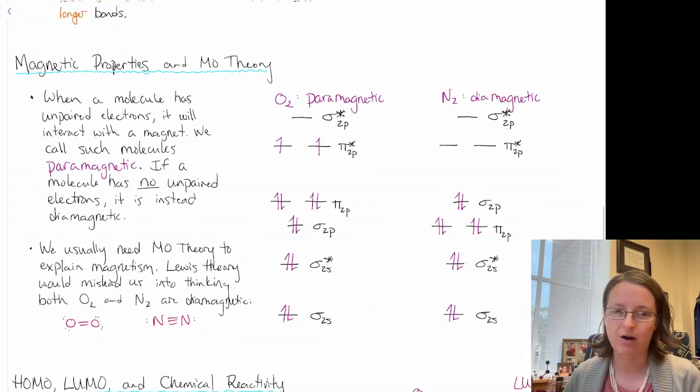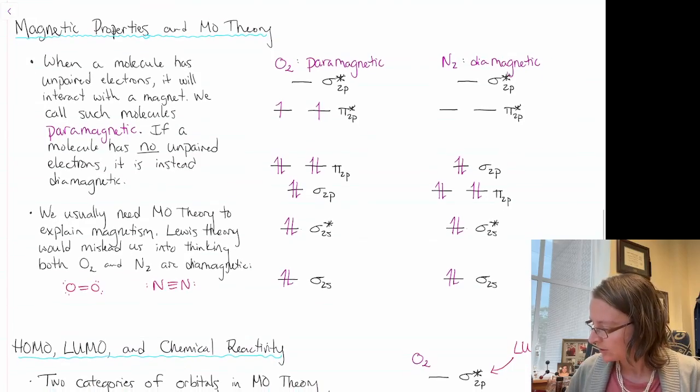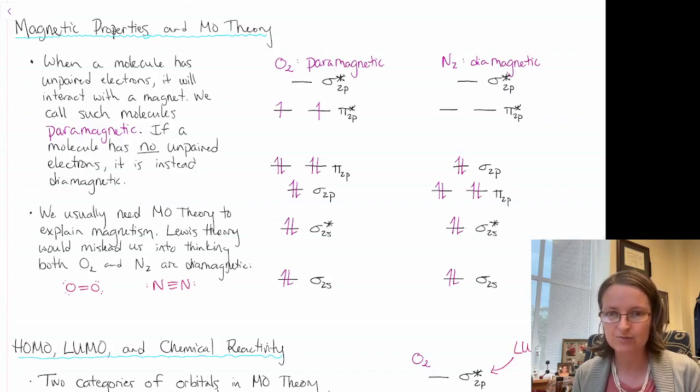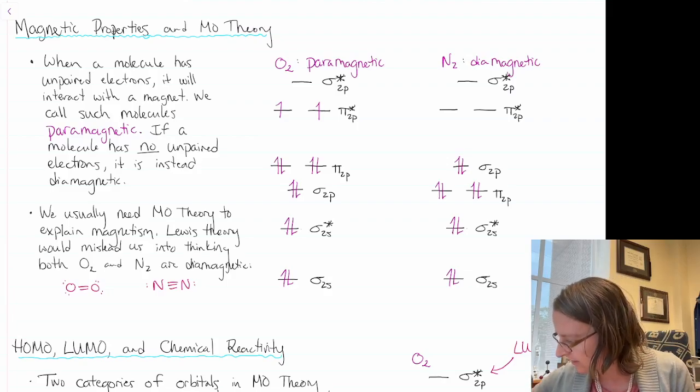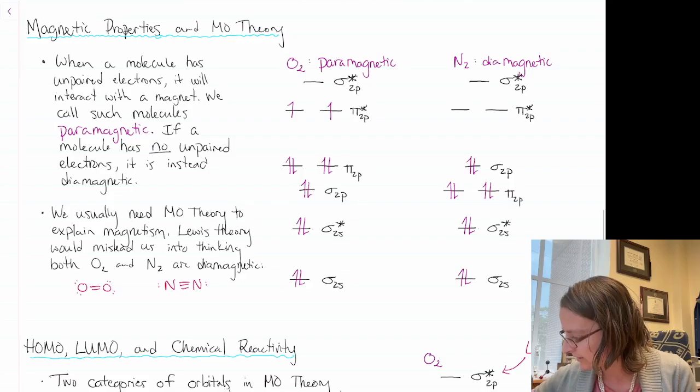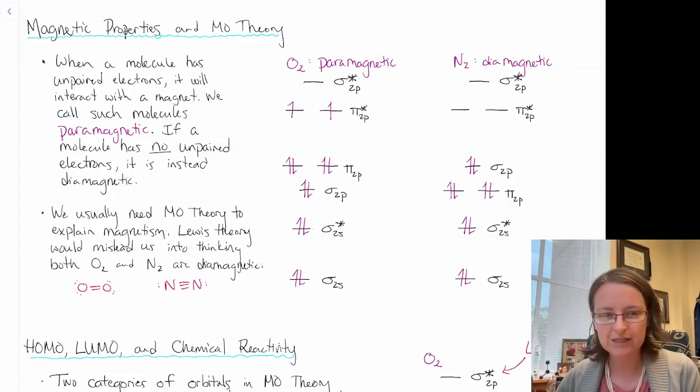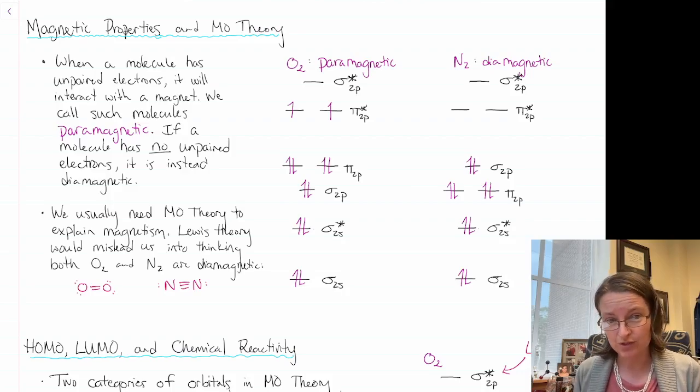Let's talk a little bit about magnetic properties in MO theory, because this is where we're going to start to see some breakdown of Lewis structures in Lewis theory and some advantages of MO theory. In terms of definitions and terms to know, I'd like us to remember the terms paramagnetic and diamagnetic. When a molecule has unpaired electrons, that means that it is going to interact with a magnet. You're probably used to seeing this for things like iron, which has lots of unpaired electrons, but it turns out molecules can also be paramagnetic. And based on the MO diagram that we just drew for O2, because of these unpaired electrons that are present in this orbital, which I've labeled pi star 2p, that means that we would expect O2 to be paramagnetic.